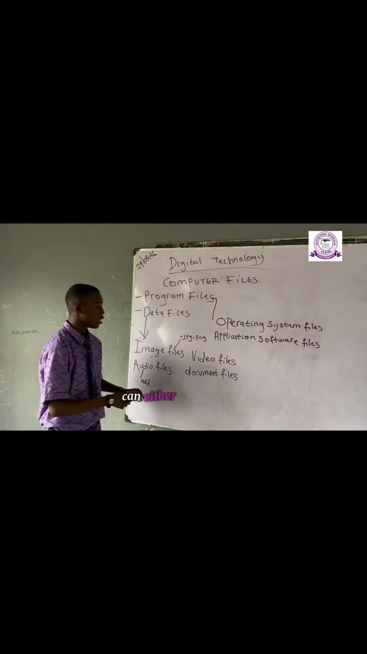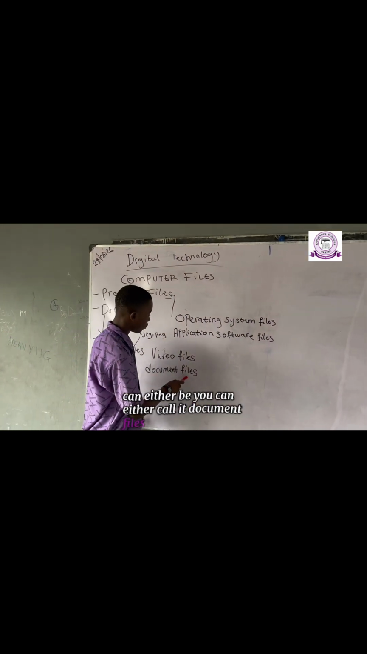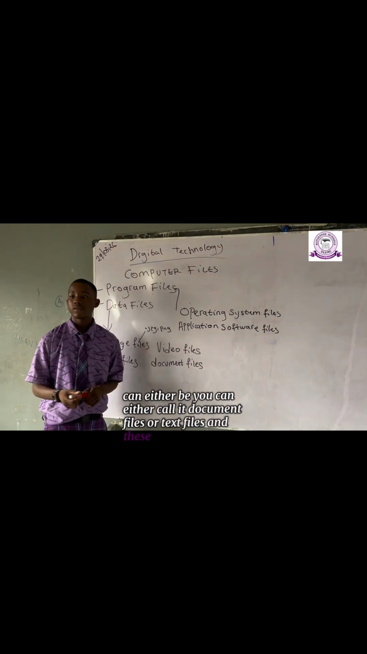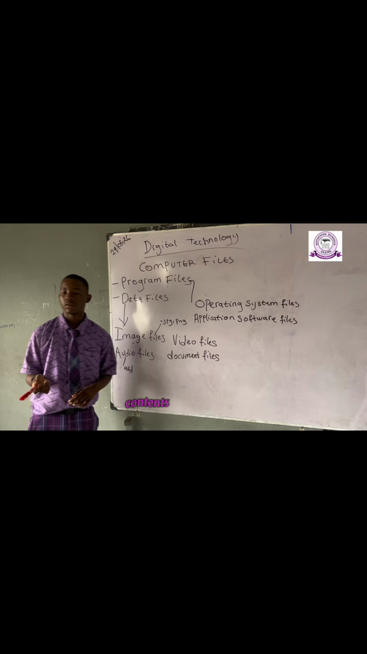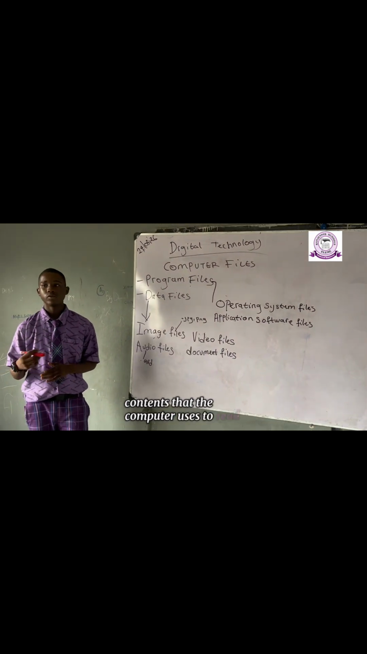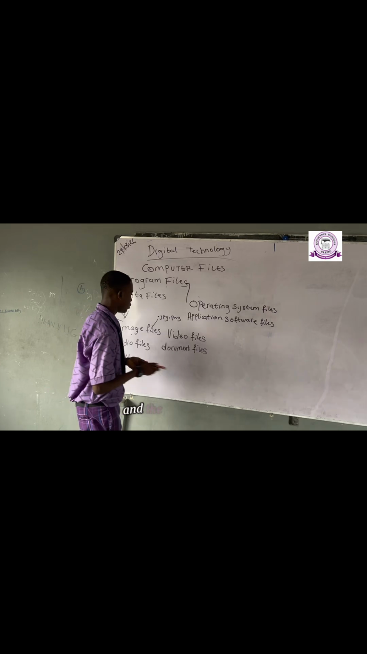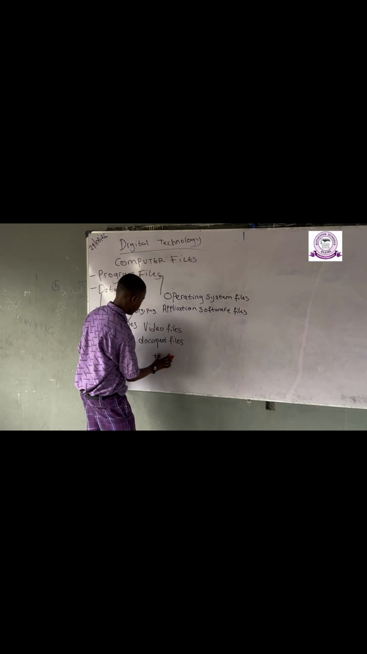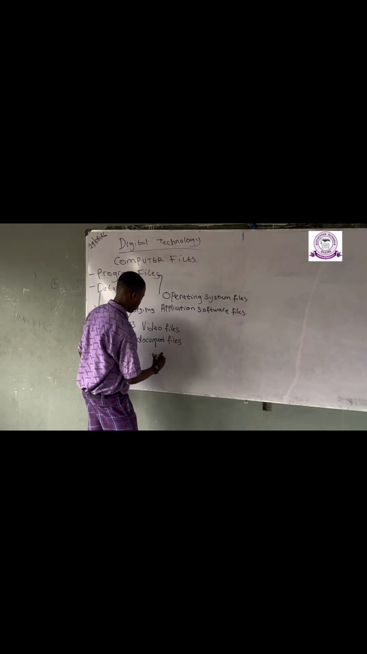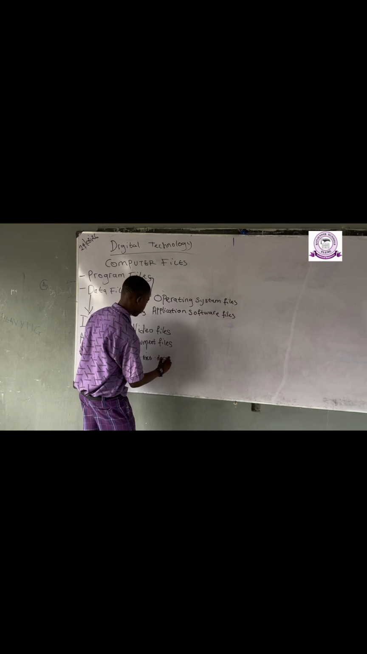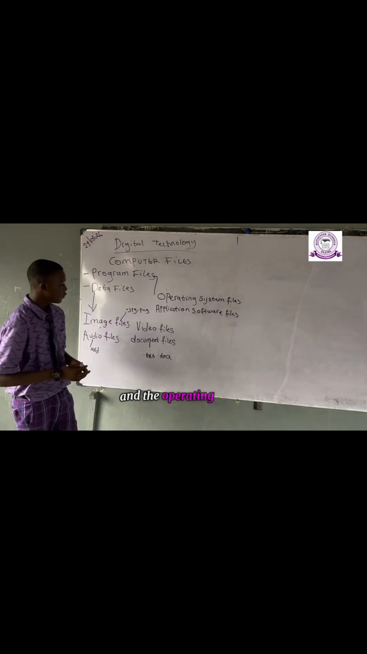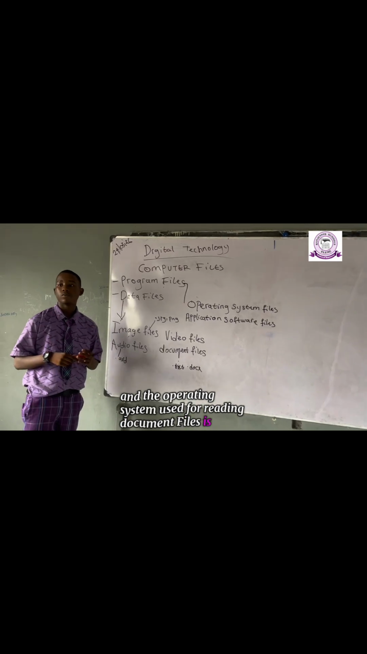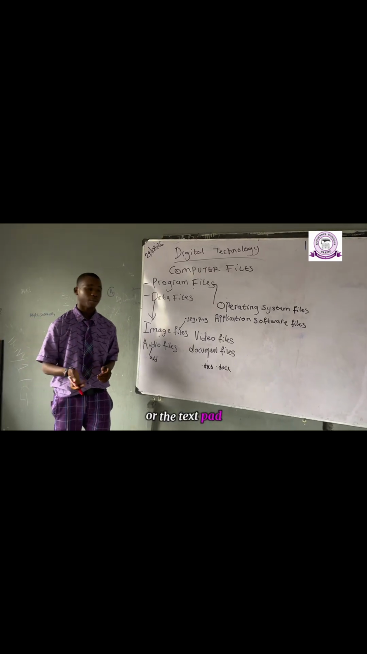And now let's go to document files. You can call them document files or text files. These are written content that the computer uses to read written information. The extensions used for them are .txt and .docx, and the program used for reading document files is Microsoft Word or a text editor.